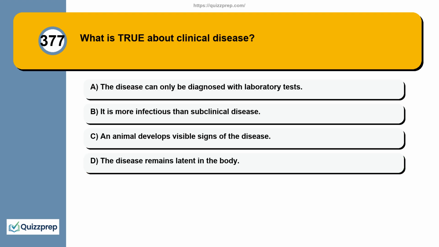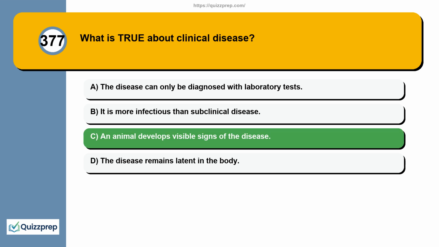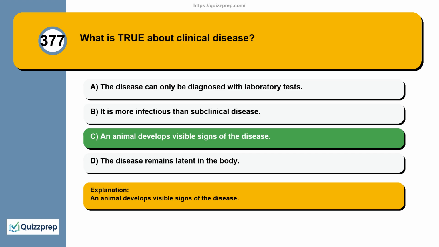Question 377. What is true about clinical disease? Option A, the disease can only be diagnosed with laboratory tests. Option B, it is more infectious than subclinical disease. Option C, an animal develops visible signs of the disease. Option D, the disease remains latent in the body. The correct answer is option C, an animal develops visible signs of the disease.